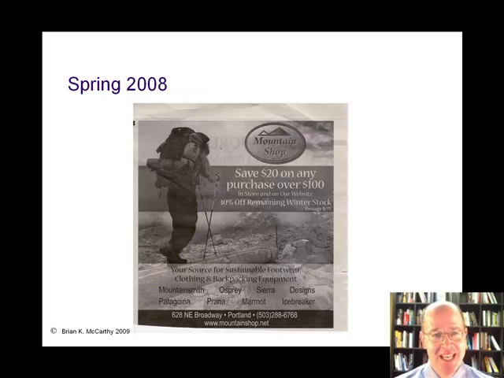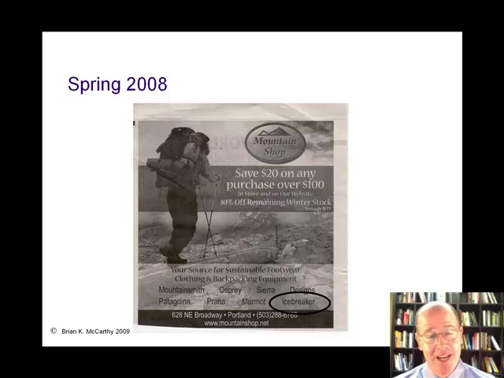So here's an example from the spring of 2008 of an advertisement put in the Willamette Week newspaper by one of Icebreaker's channel partners, Mountain Shop. And it's not a bad ad, but if you're Icebreaker, you might feel a little let down about how your brand is being represented in the ad. There's Icebreaker down in the corner listed with a lot of other brands, some of whom are Icebreaker competitors. There's really no effort made to explain the brand or present the Icebreaker brand as Icebreaker would like it presented.